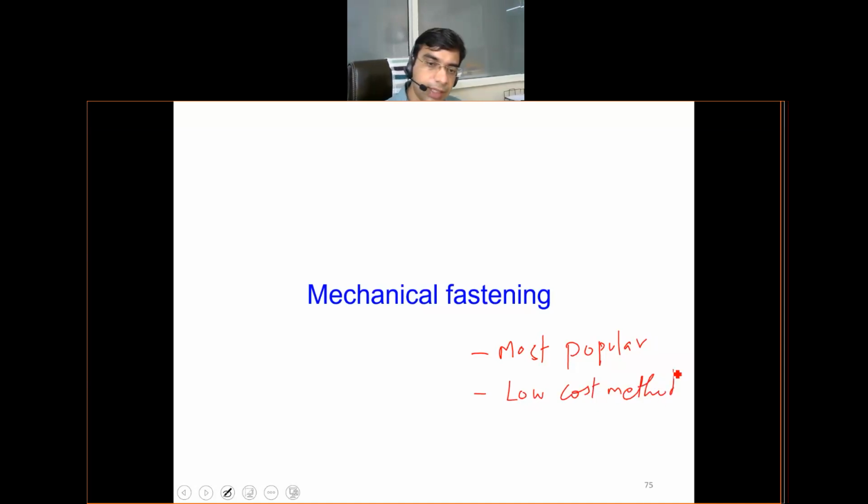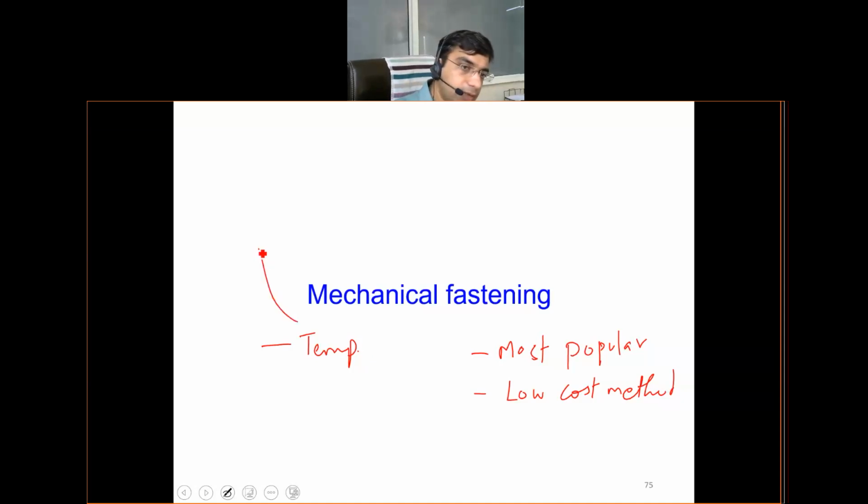The only difference is that mechanical fastening is basically a temporary joint, not a permanent joint, as discussed in adhesive bonding, brazing, soldering, welding and so on. All those were permanent joints. So what is the main difference between temporary and permanent joints? With temporary joints, you don't have to break the joint. Instead, you can just disassemble.